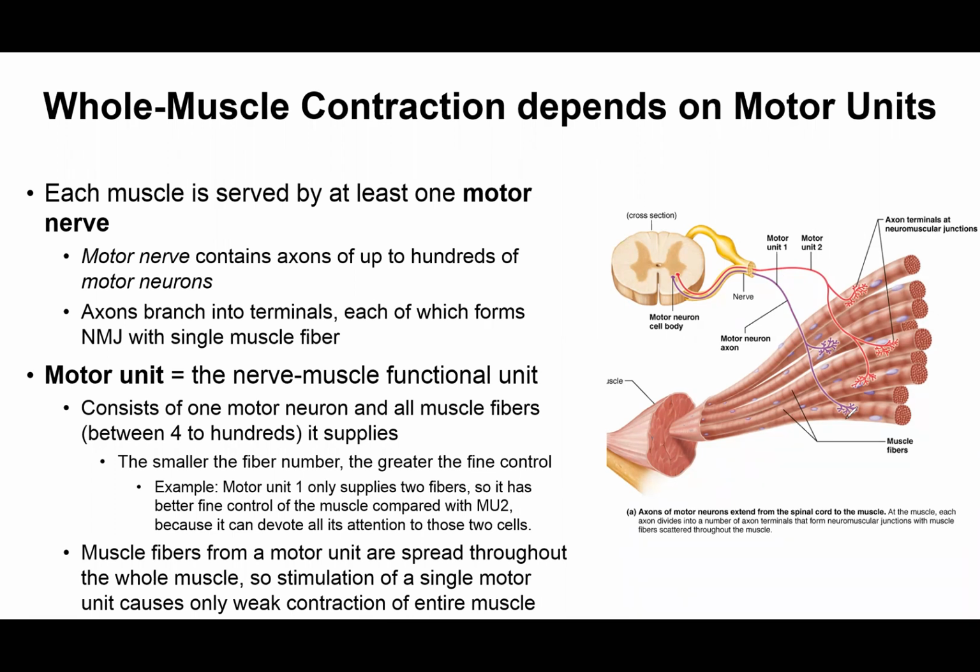Muscle fibers from a motor unit are spread out throughout the whole muscle, so stimulation of a single motor unit is only going to cause weak contraction of the entire muscle. You can see in this picture that the 2 fibers motor unit 1 stimulates are not sitting right next to each other. This is good because we want them to be spread out, so it has a better overall ability to affect the entire muscle.